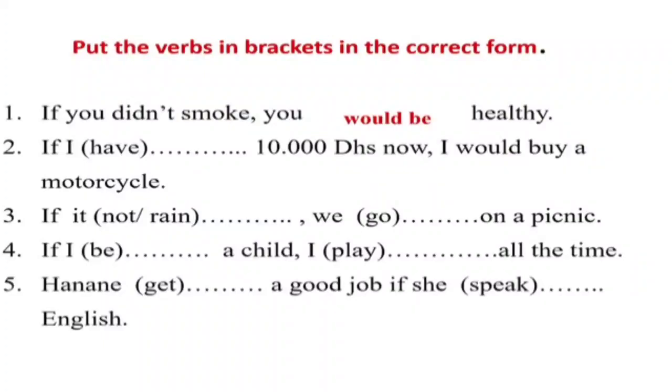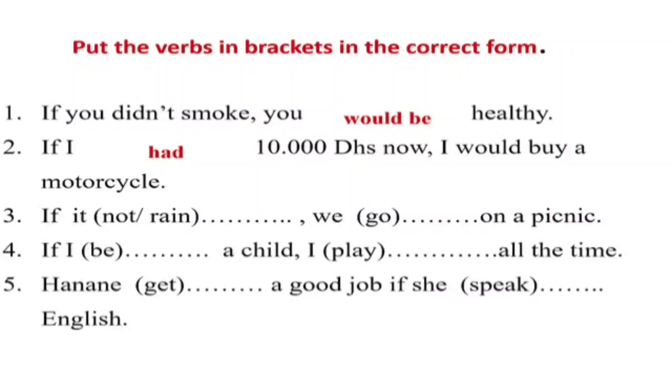Okay, you can stop the video again and finish the exercise. Then you can continue the video and check your answers. Well, I guess you got them right. Okay, number 2, we see if I. Yes, very good. If I had, so we need simple past of the verb. If I had 10,000 dirhams now, I would buy a motorcycle.